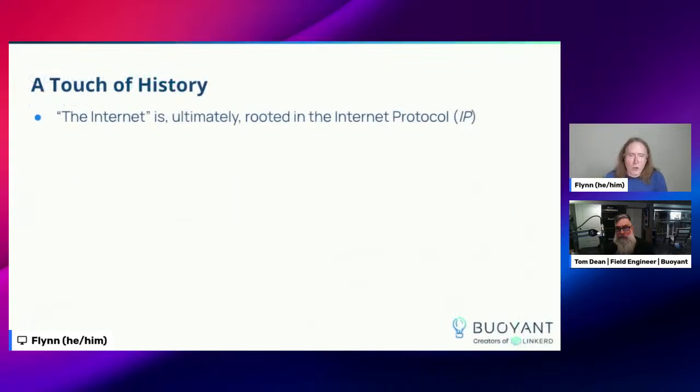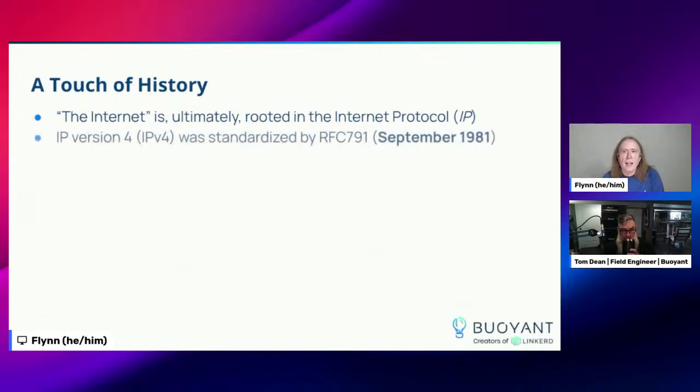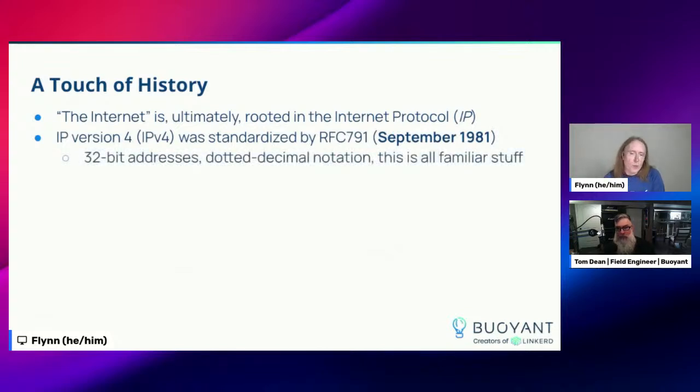The whirlwind tour for V6's history is this thing that we call the internet is a collection of cooperating protocols that are ultimately rooted in one called the Internet Protocol, IP, which was standardized as IP version 4 in 1981, even before I got into this. That's the one with the 32-bit addresses and dotted decimals and all the stuff that we're all familiar with, because it's the one that's by far in the widest use now.